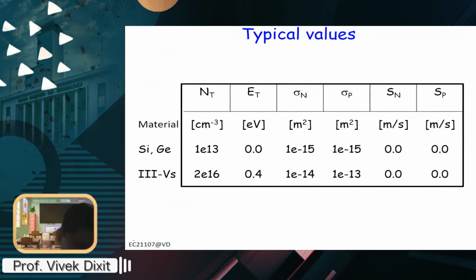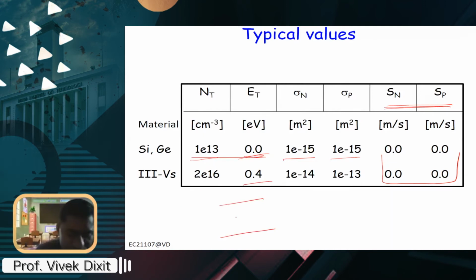So the typical values are listed here. For example, for silicon germanium, the trap density is around 10⁻13, right? And the cross section is around 10⁻15 meters square. So it's very small, right? And these S and SP we have not discussed, but these are surface recombination parameters, also called surface recombination velocities, right? And this is the energy of the trap level, so usually it is defined in the middle.